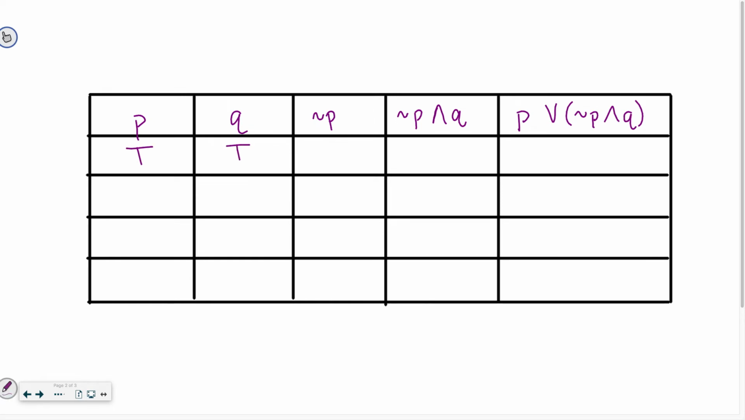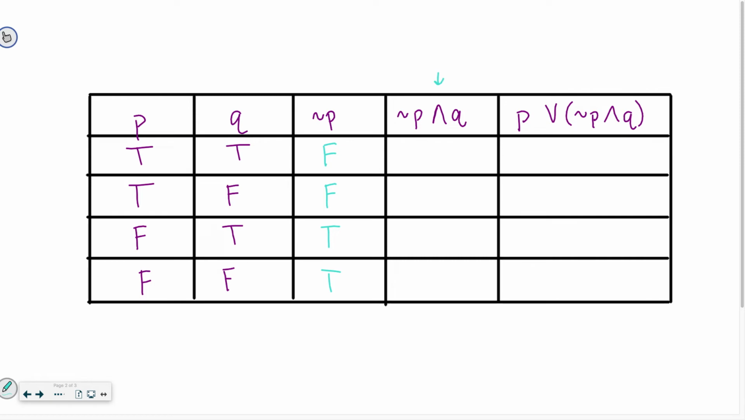Now for this next one, something important to note is these first two columns are always the same. It's just all the possible combinations of true, false. And then you look at the negation column and make it the opposite of whatever statement we're looking at. Okay? After you've done that, then you start looking at the compound statements.